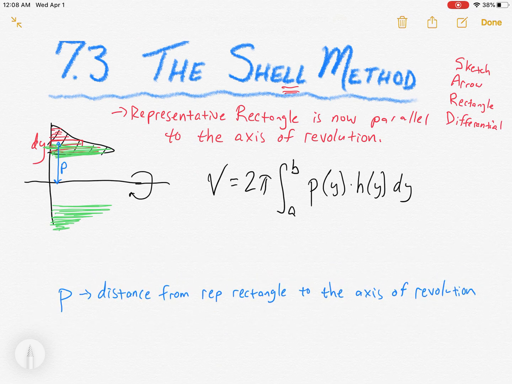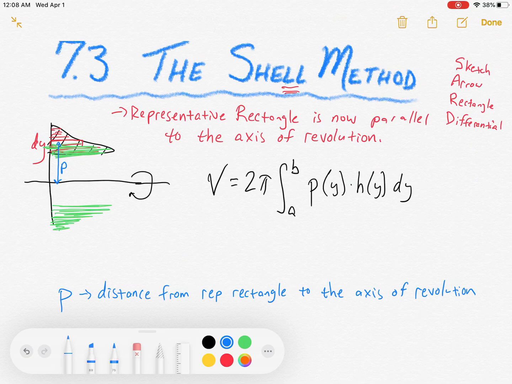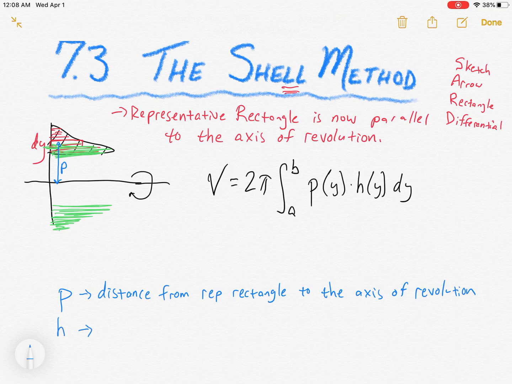Okay, there's P. And H, you might have a guess? What would H be? H is usually height, right? It's still height. It is the height of, what do you think it could be? The rectangle. We want to know that height, and that is going to be a little trickier usually than P. P is usually pretty straightforward. We'll see what it is most of the time. H is the height of the rectangle.